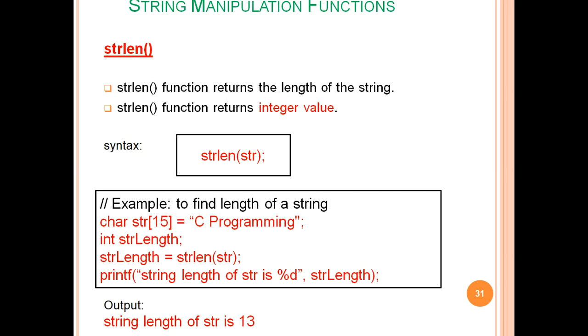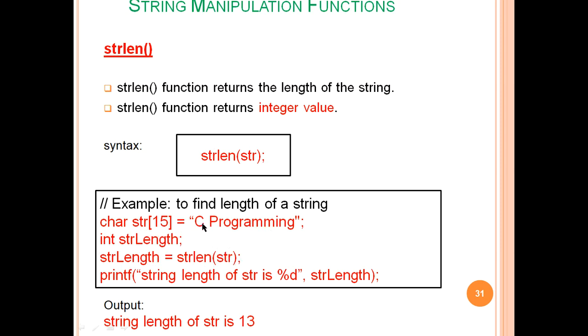String length is the total number of characters in a string excluding the null character. So string length of str returns an integer value. Str of 15 equals C programming. I have taken a variable called string length, which is of type integer. String length equals strlen of str. I am invoking the string length function.